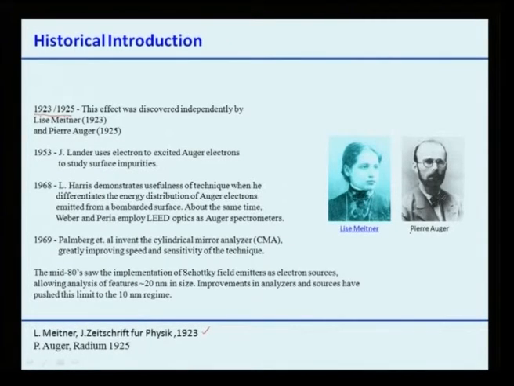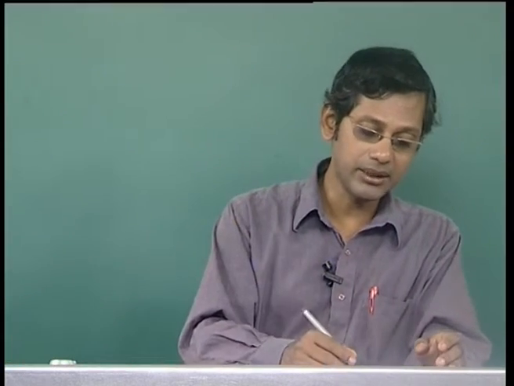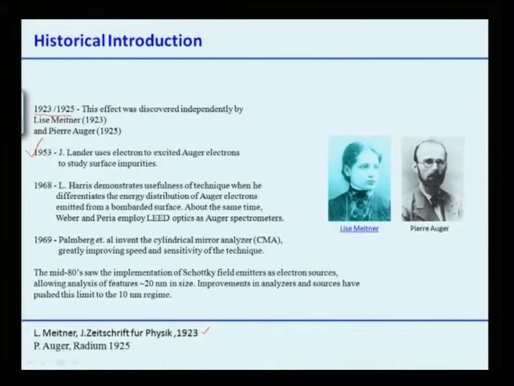In 1953, Lander used electrons to create excited Auger electrons, and those Auger electrons were used to study surface impurities. The problem was basically the vacuum system, because the electrons created by the Auger process are very low energy, so the vacuum has to be very good to detect them, and obviously a detection system needs to be developed.